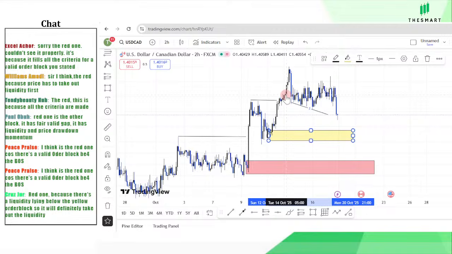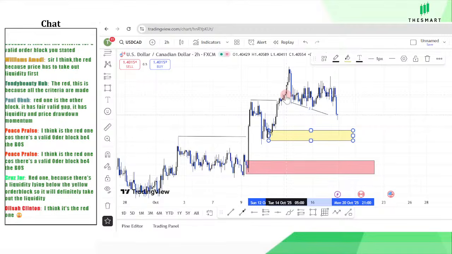Red one because they are lying before the yellow order block, so it will definitely take out the liquidity. I think everybody is thinking it's the red one. We don't need to think.